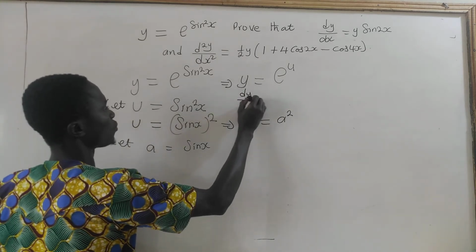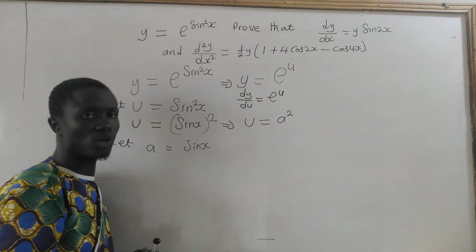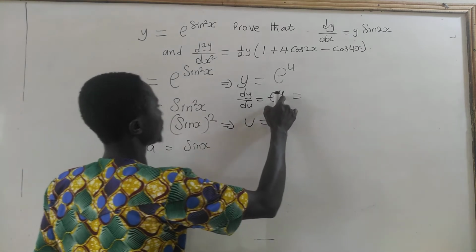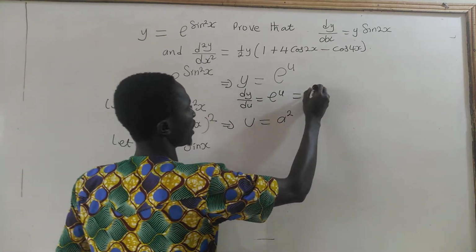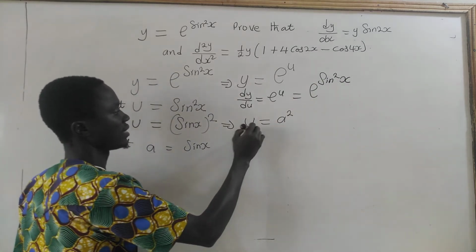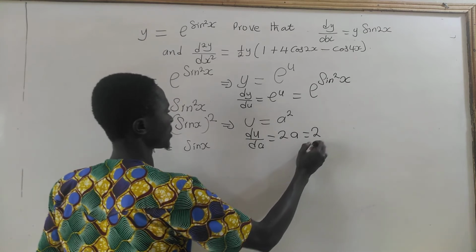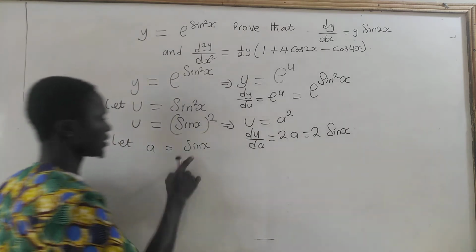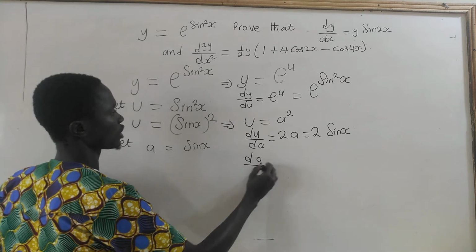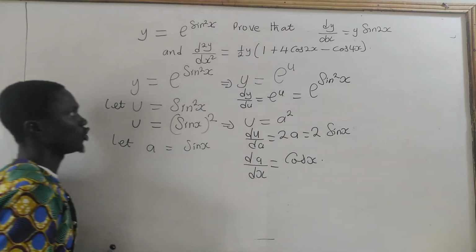Here the derivative of y with respect to u equals e to the power u, because if you differentiate e to the power u, you get the same e to the power u. Check the description for my video on derivative of exponential functions. And since we have u equal to sine squared x, we have e to the power sine squared x. And here, the derivative of u with respect to a will be 2a, which is equal to 2 times sine of x, since a equals sine x. Now here, the derivative of a with respect to x will be equal to cosine of x.